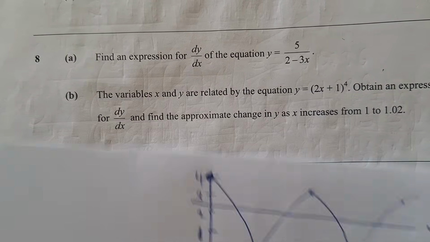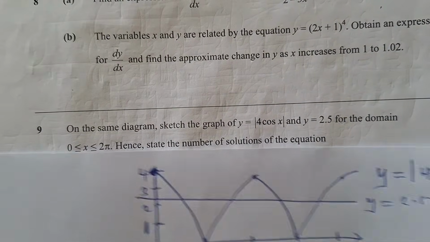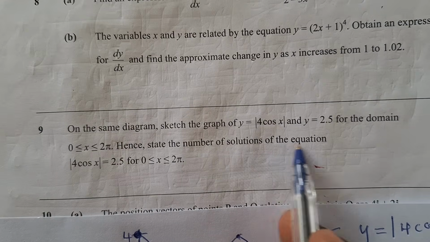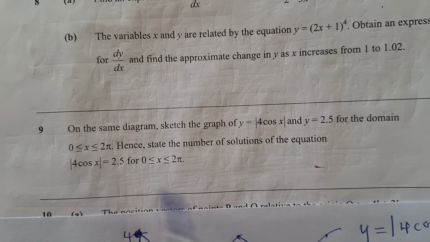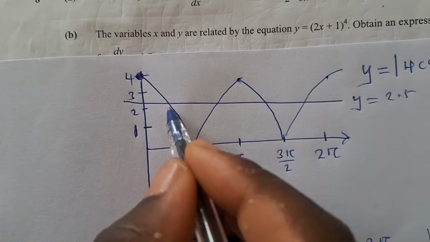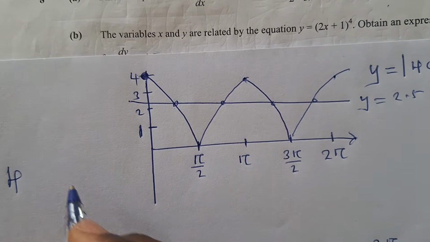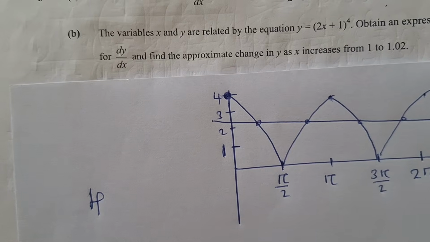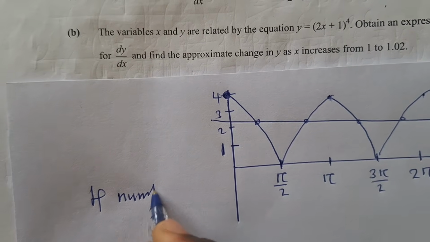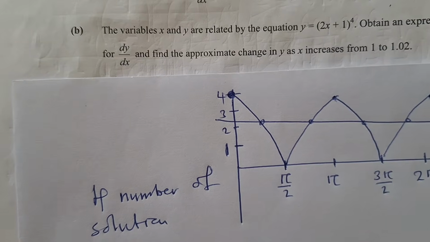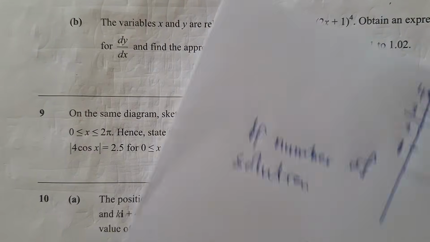So the next question here, they are saying we state the number of solutions of the equation. This is equal to this. So where they are meeting, it's 1, 2, 3, 4. So it's 4 number of solutions. Okay, let's go to the next question.